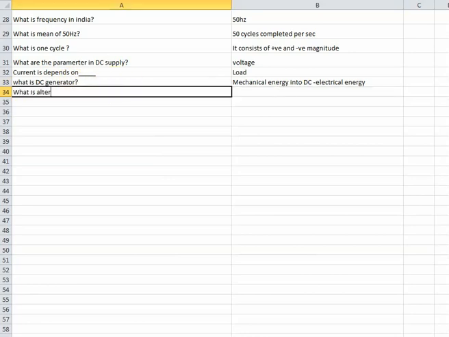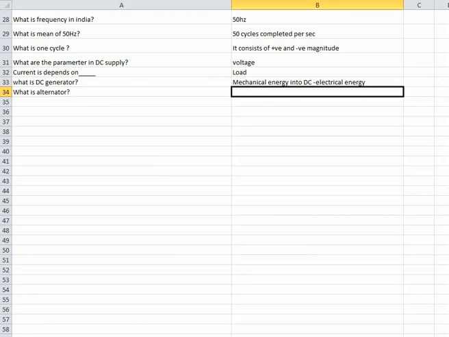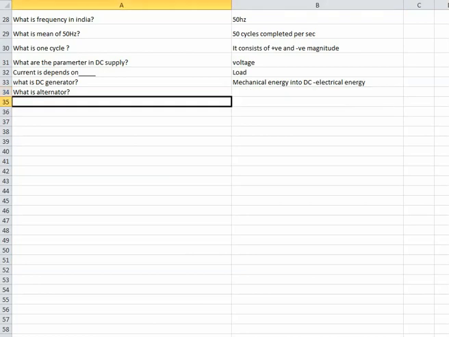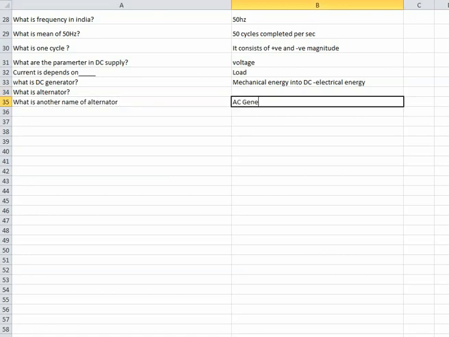What is an alternator? AC generator. Suppose I ask what is another name of alternator, that is called an AC generator. Okay, what is an alternator? It will convert mechanical energy into AC electrical energy.